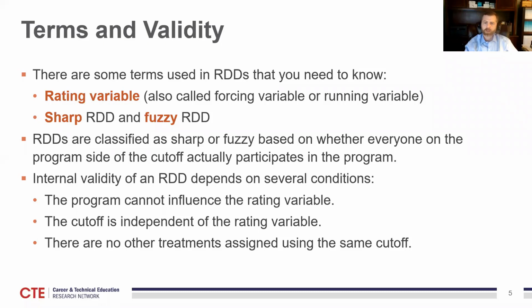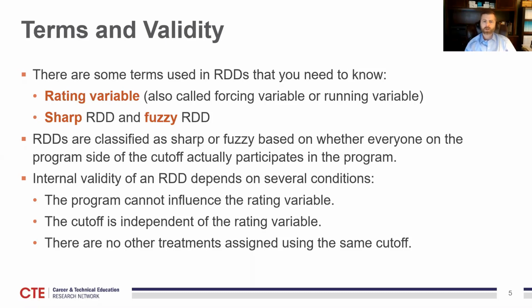The last condition here is just that there aren't any other treatments that are assigned using the same threshold. And that should be pretty clear why that would cause an internal validity problem. Because if students with a poverty rating above that cutoff were eligible not only to receive some support services, but maybe they were also eligible to enroll in certain classes that weren't available to others, obviously you're not going to be able to separate out the effects of the support services from the other courses. So you would conflate those two things.